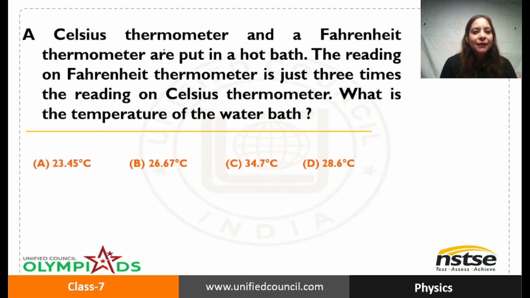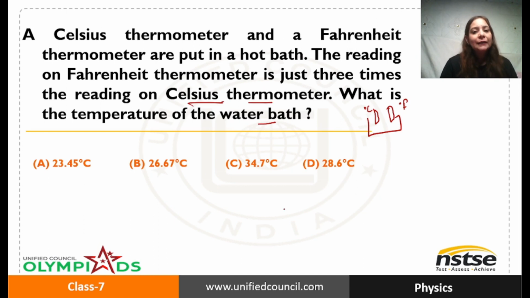Okay, next question says a Celsius thermometer and a Fahrenheit thermometer are put in a hot bath. Let's say we have a hot bath and we have put both the thermometers in it, degree Celsius and degree Fahrenheit. The reading of the Fahrenheit thermometer is just 3 times the reading of Celsius. What is the temperature of the water bath?